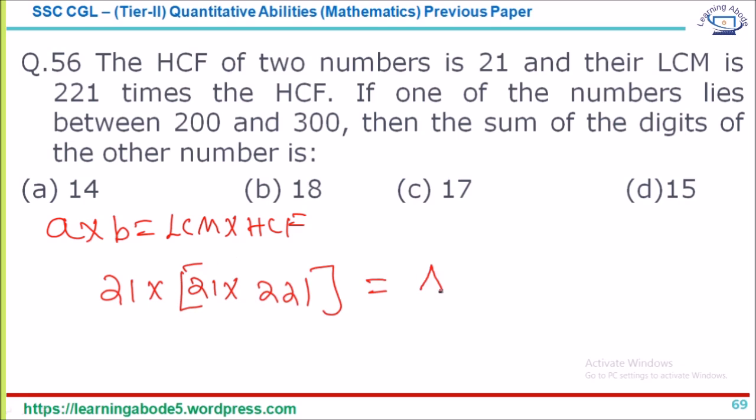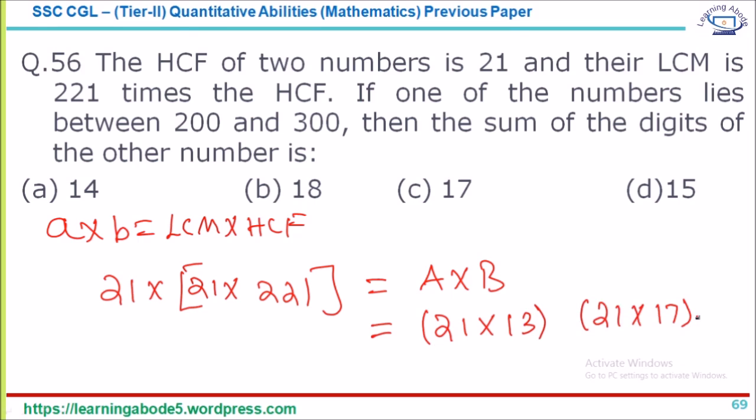Now that is equal to the product of A and B, which is 21 into 13. You can write it as 21 into 13 and 21 into 17. Okay, so what is 221? It is 13 into 17. So one of the numbers is 21 into 13 and the other number is 21 into 17. So that's equal to 273 and 357. Okay, so how do I know that these two are the numbers? Why can't it be other combinations? Because the HCF is 21, so both numbers should possess 21, right? And one of the numbers lies between 200 to 300. Okay, so that's 273, the number that lies between 200 to 300.